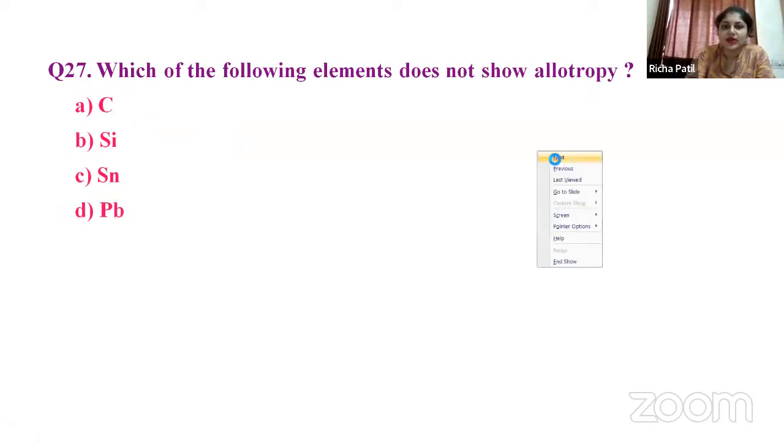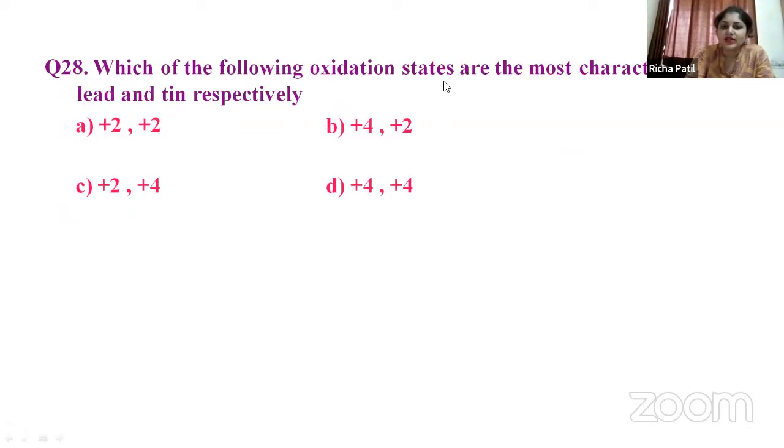So we'll go for the next one. Which of the following oxidation states are the most characteristic for lead and tin respectively? Which is the oxidation state shown by lead and tin respectively? +2, +2; +4, +2; +2, +4; +4, +2, +4.